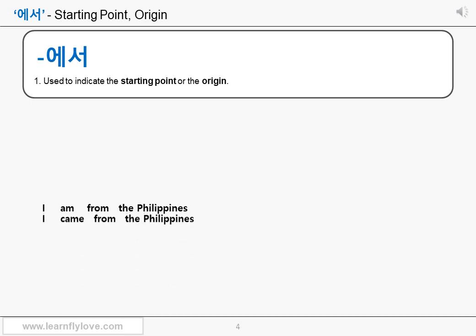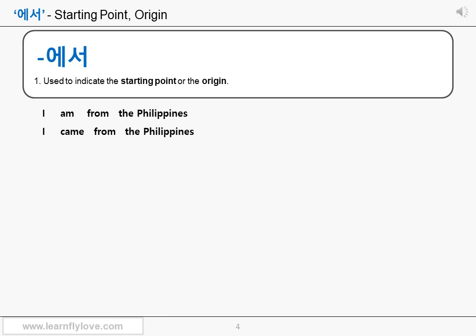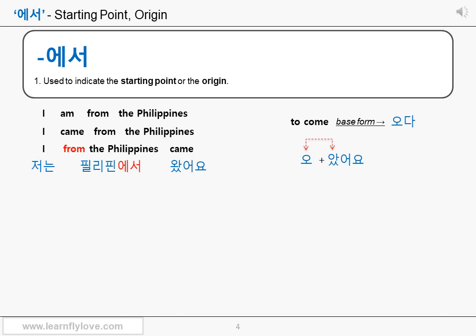Let's see the examples right away. I am from the Philippines. The typical answer to a question, where from or where do you come from? As I mentioned earlier, we cannot say I am from a country in Korean. So we say I came from a country using the verb come. I came from the Philippines. The word order is going to be more like I from the Philippines came. The past tense is used in Korean because the present simple tense is used only for something habitual, regular, or constant in Korean. 저는 from the Philippines.